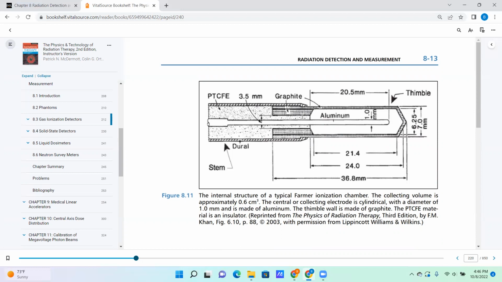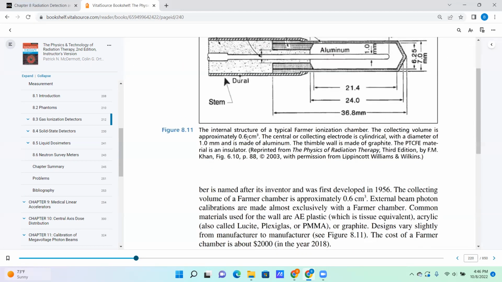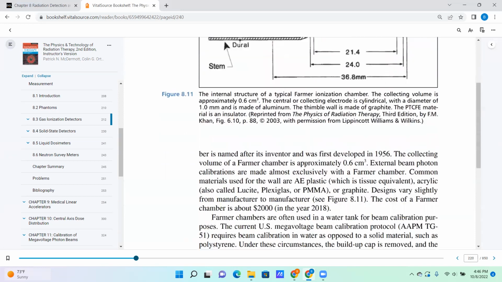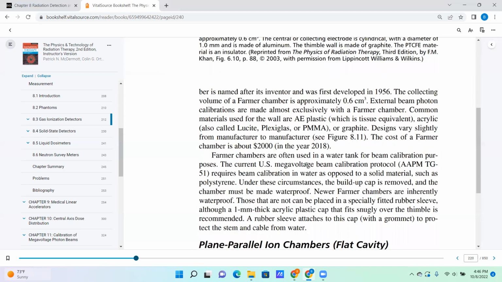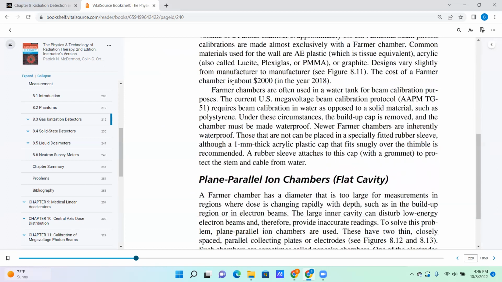The PTCFE material is an insulator. I forget exactly what that stands for, but it's a pretty long name if I remember right. So anyway, there's all that. The cost of a Farmer chamber is about $2,000, so don't break it.